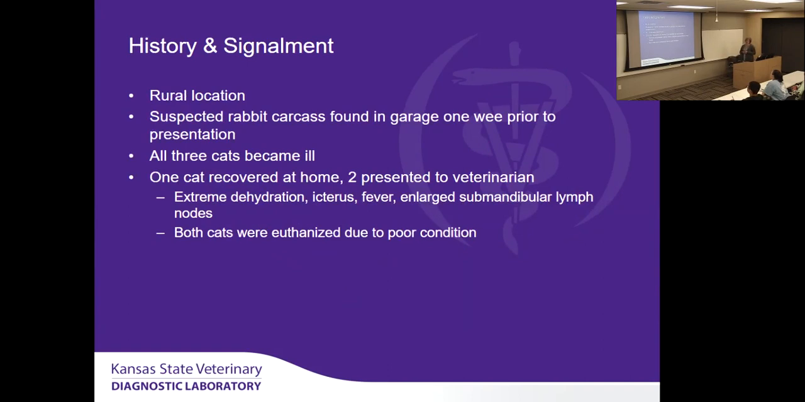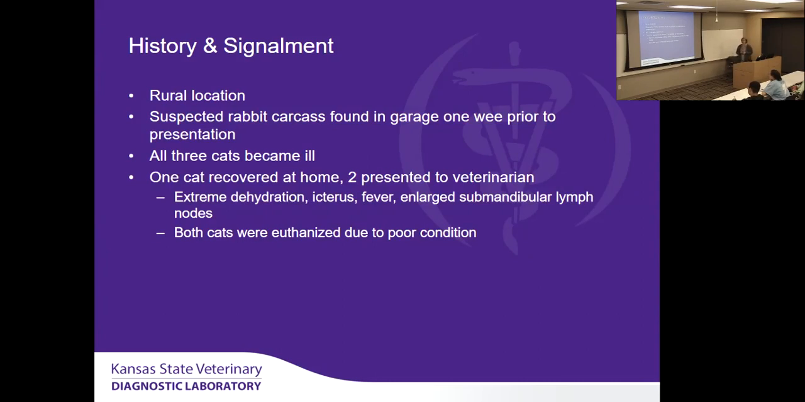1 cat recovered at home, so they didn't really think anything of it. The other 2 cats became really, really ill, and they took them to the veterinarian. So upon exam at the vet, she found them to be extremely dehydrated. They had icterus, which I mentioned earlier, so that's the yellowing, and that's dysfunction of the liver that causes that, and or destruction of red blood cells within the body. Fever, and they had really enlarged submandibular lymph nodes right under their chin here.